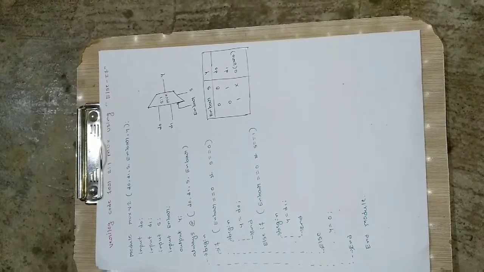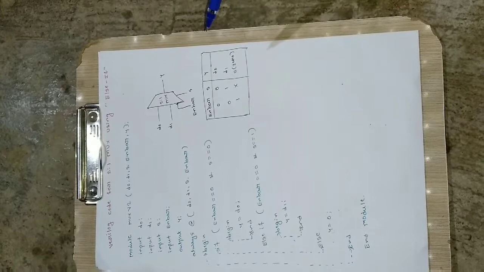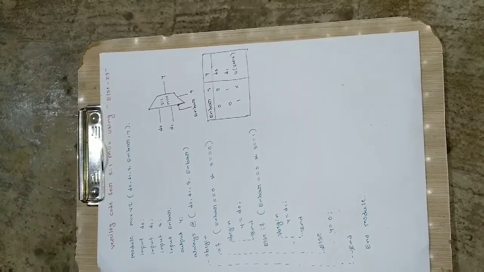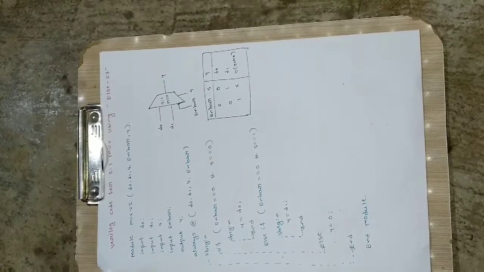So this is how we can write a simple Verilog code for 2:1 MUX using an else if statement, where we will be continuously checking the conditions according to the truth table.